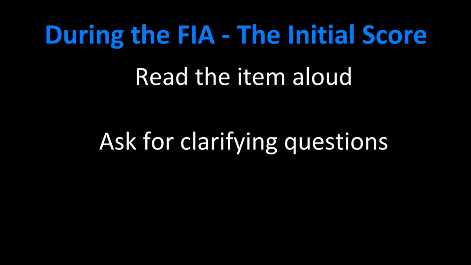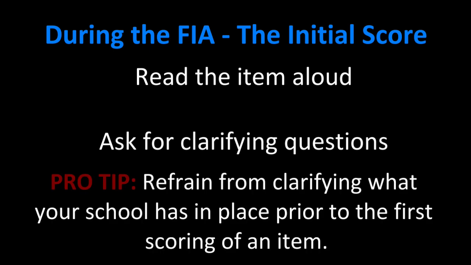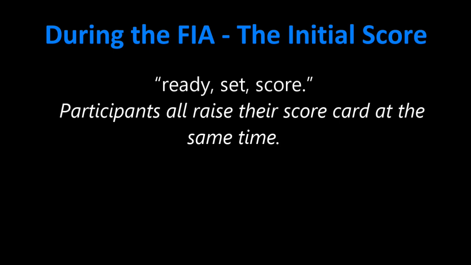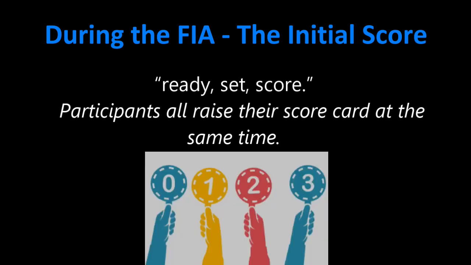During the FIA, the initial score: read the first item aloud, then ask for clarifying questions regarding the item's intent. Refrain from clarifying what your school has in place prior to the first scoring of an item. Provide 30 to 60 seconds for the team to review the components and rubric. Ask participants to look up when they're finished to help you move through the item. When everyone is ready to score, say "Ready, set, score."